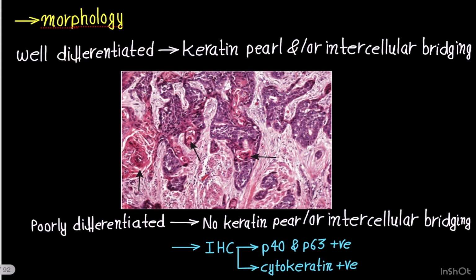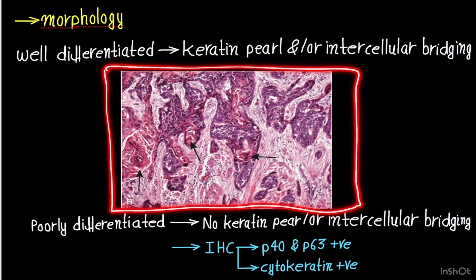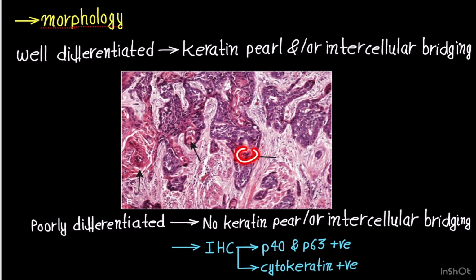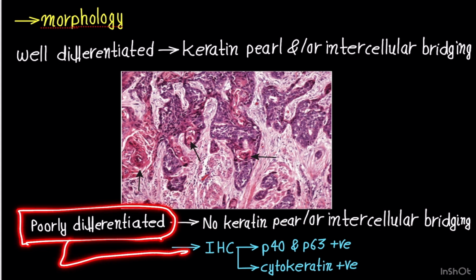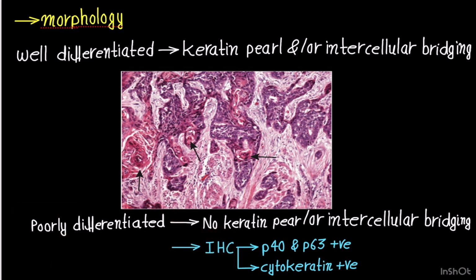Coming to morphology of squamous cell carcinoma, if it is well differentiated, you can see keratin pearls or intercellular bridging. This is the slide of well differentiated squamous cell carcinoma, and here we can see the keratin pearl. But if the squamous cell carcinoma is poorly differentiated, no keratin pearl or intercellular bridging is observed. So these types of squamous cell carcinomas are diagnosed on the basis of immunohistochemistry. On immunohistochemistry, they are cytokeratin positive, P40 positive, and P63 positive.